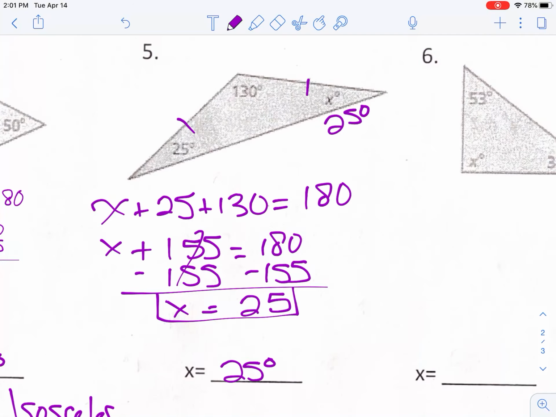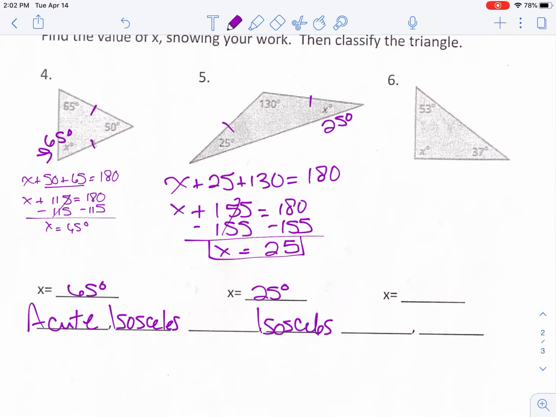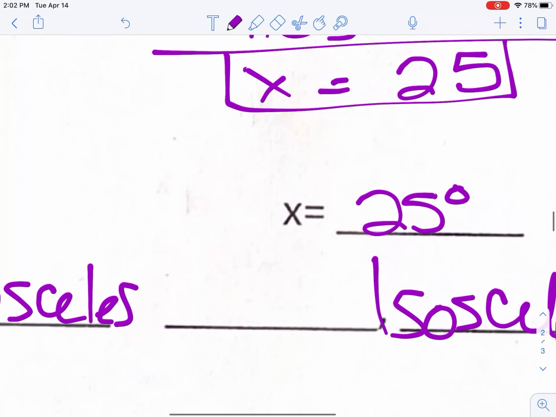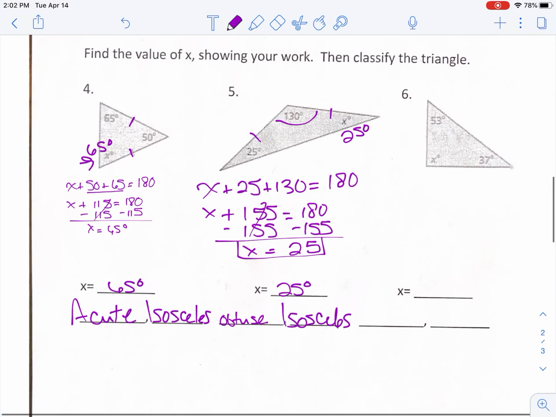Okay, so over here is 25 degrees. I see 2 tick marks again, which means this is an isosceles triangle. 2 acute angles and 1 obtuse. 1 is greater than 90. So this is going to be an obtuse triangle, an isosceles triangle, and x is 25 degrees.